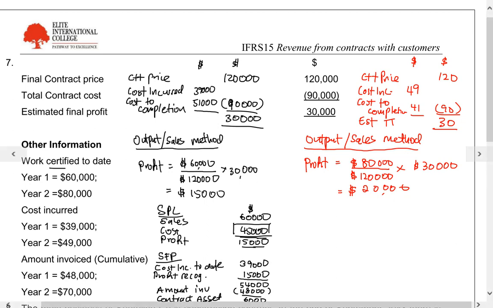Okay, we continue now. SPL year 2. This one is year 1, this one year 2. Sales, cost, profit. Minus 50, 5. Sales method, find sales.